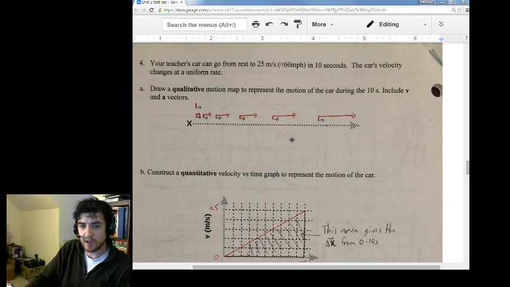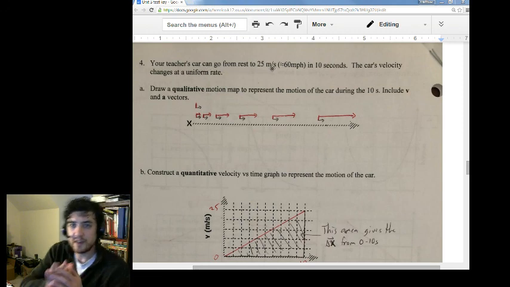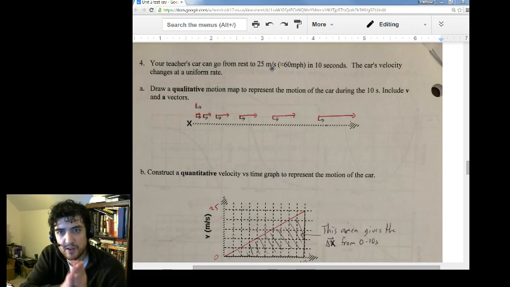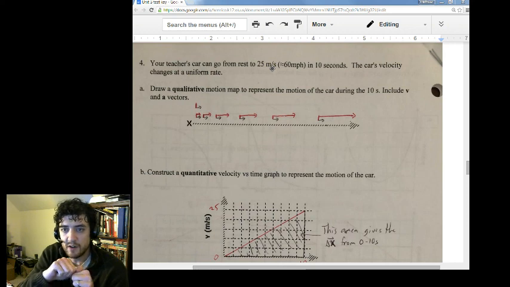All right, good. So let's look at number 4 here. Teacher's car can go from rest to 25 meters per second in 10 seconds. The car's velocity changes at a uniform rate. Draw a qualitative motion map to represent the motion of the car during 10 seconds.